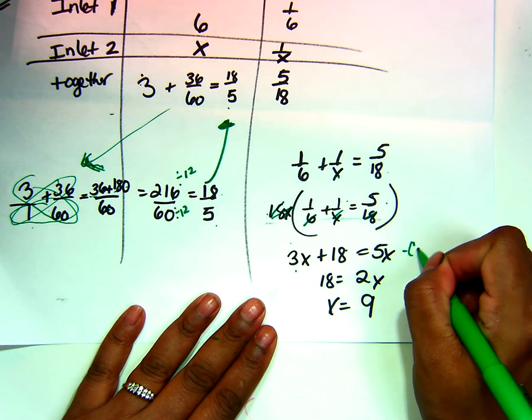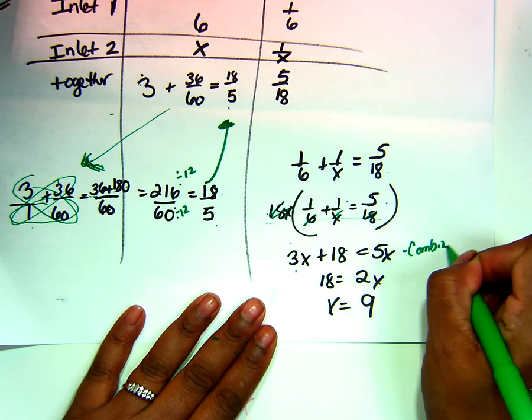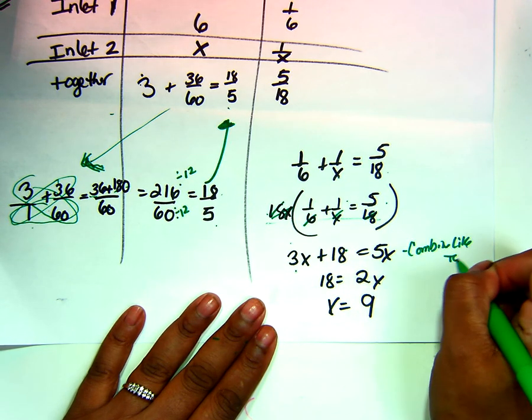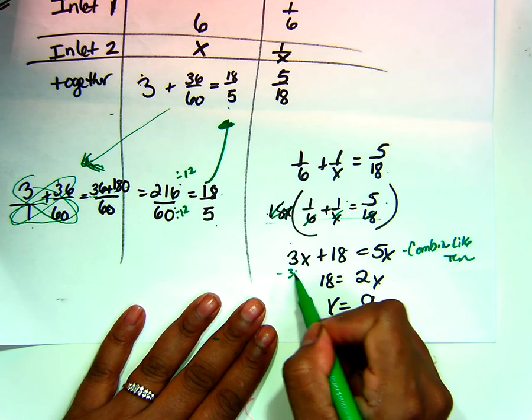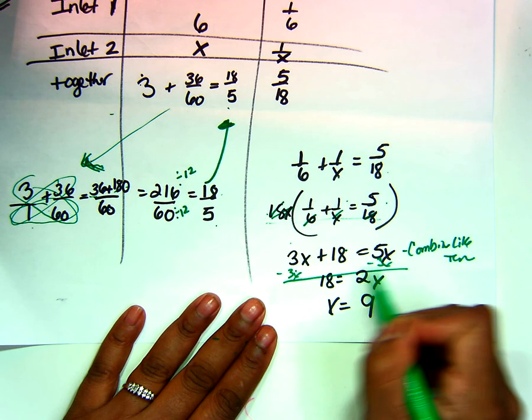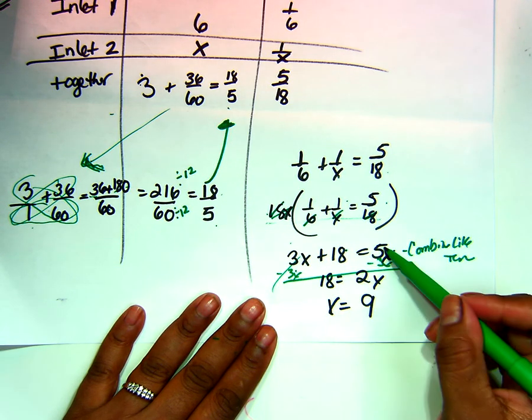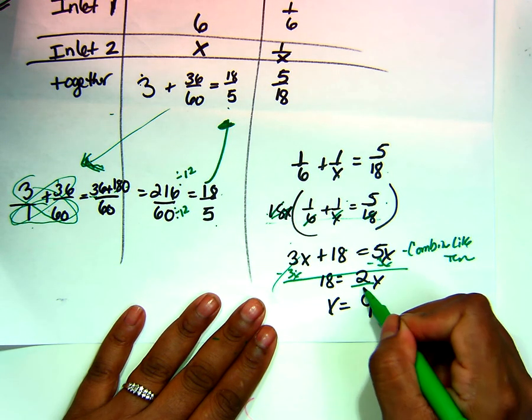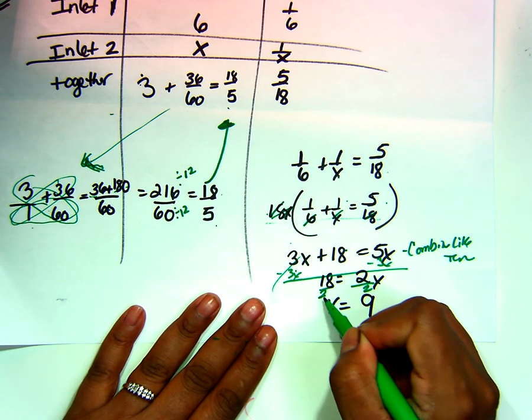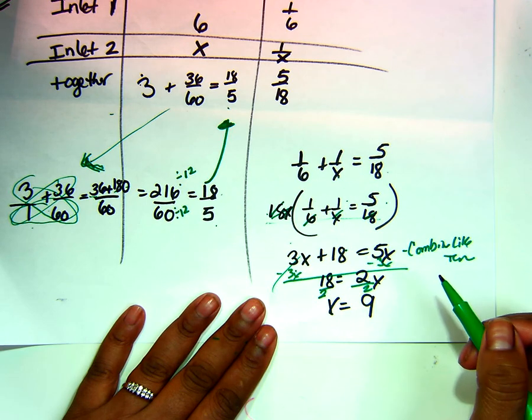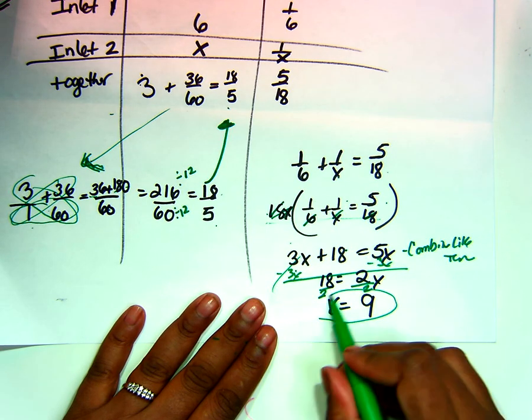Now we're going to combine our like terms. So I subtracted 3x from both sides. Bring down your 18, bring down your 2x, and divide both sides now by 2. So your rate for your inlet 2 is going to be 9.